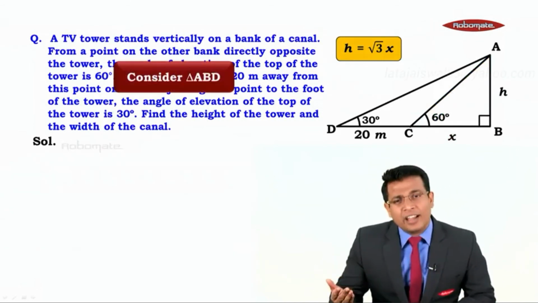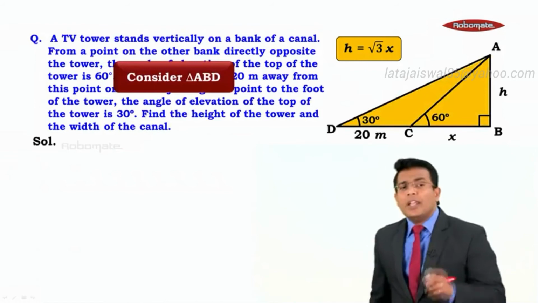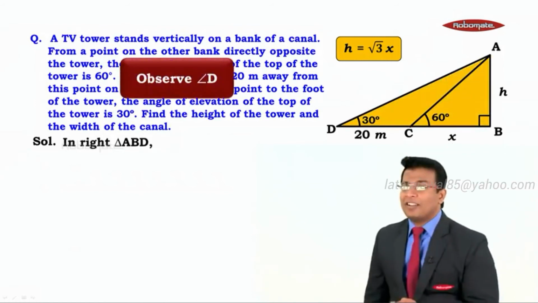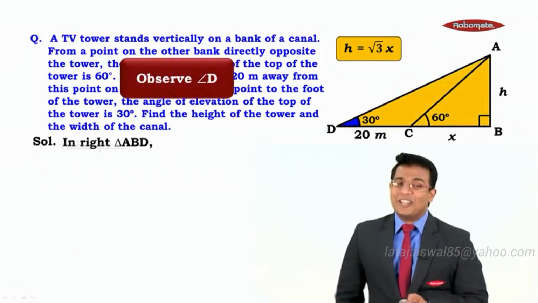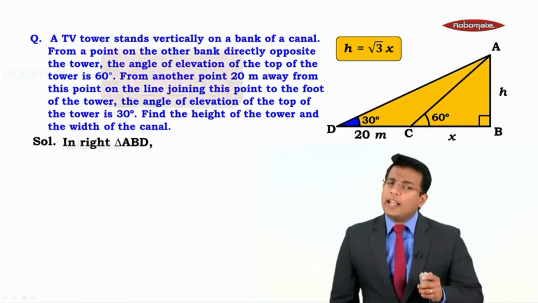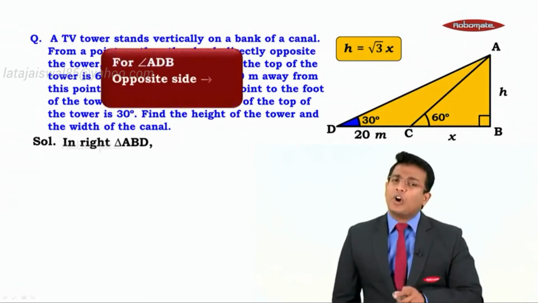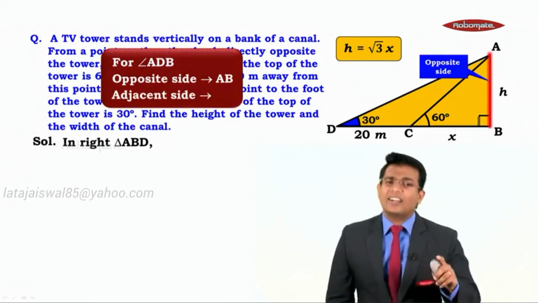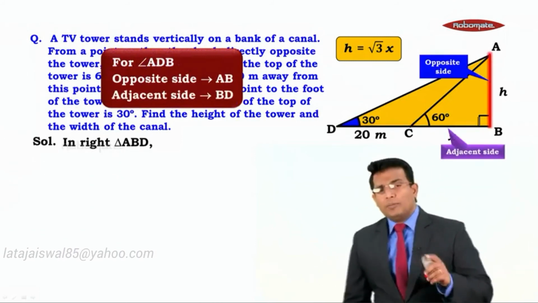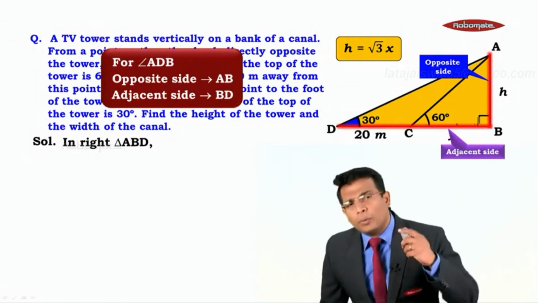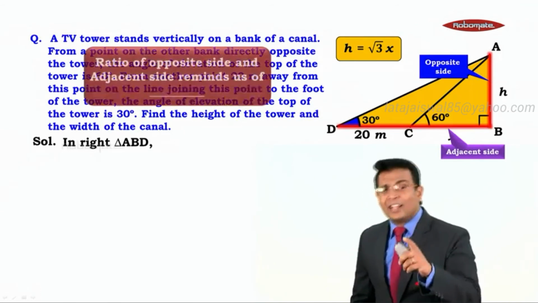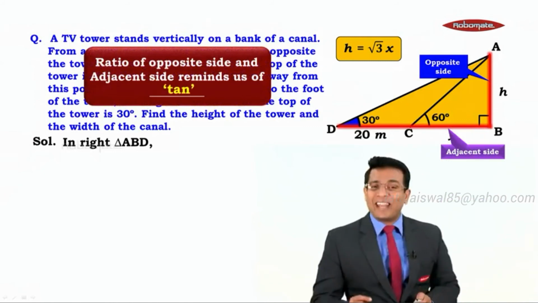So what is the other right angle triangle? Yes, it is triangle ABD. So in this right angle triangle, observe which acute angle we have here. Yes, we have that acute angle which is D. Now let's see, for this angle D, we have AB which is the opposite side, right? And we have the adjacent side here which is DB. So we are talking about opposite side and adjacent side. Which ratio are we talking about? Yes, again the ratio which you are going to use is nothing but tan, right?